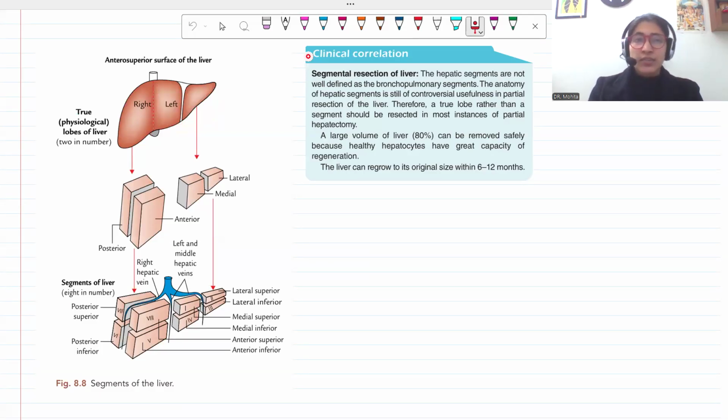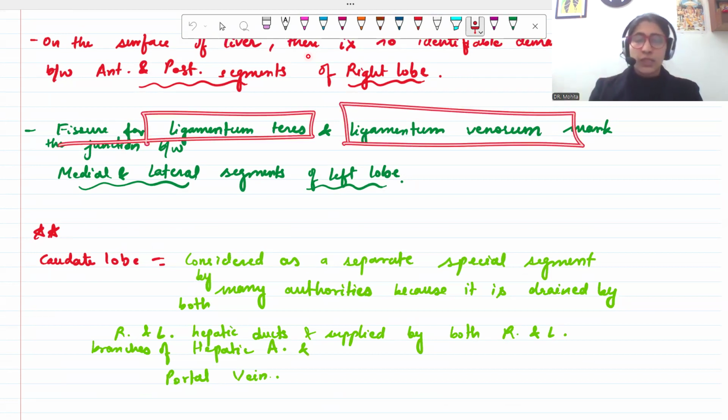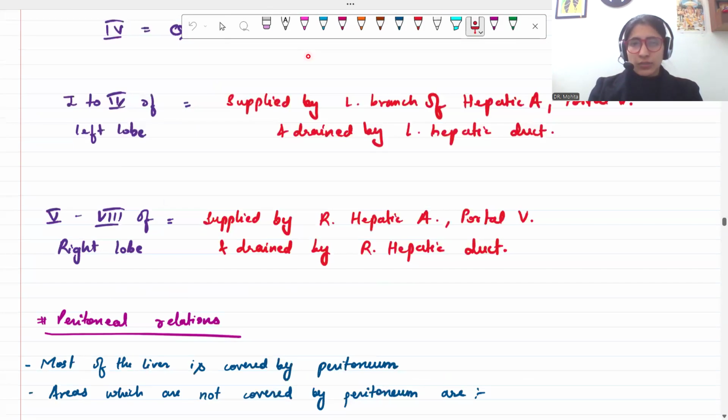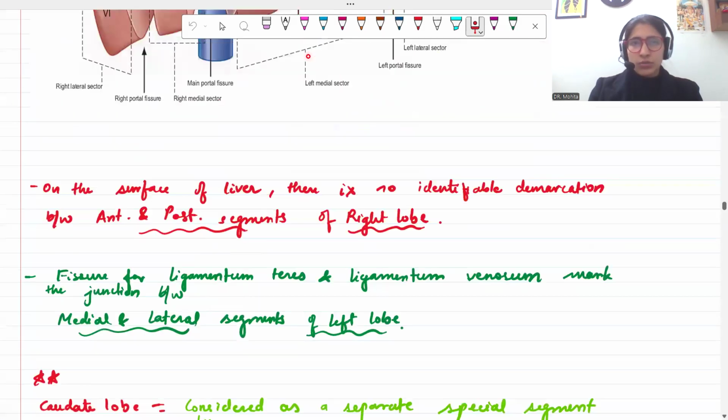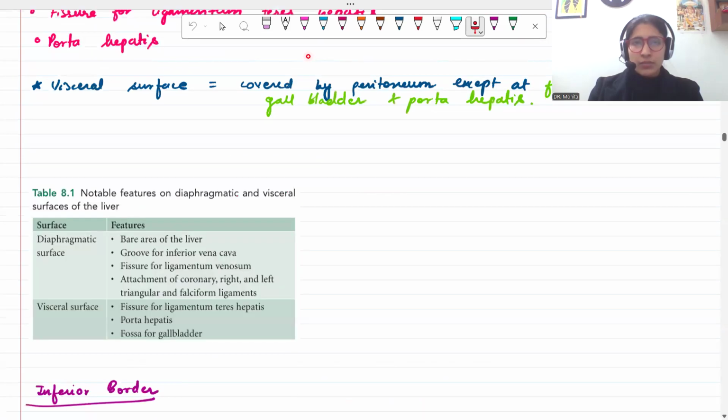इसकी demarcation कैसे है? We have the fissure for ligamentum teres and ligamentum venosum on the back side, if you remember. On the posterior surface and inferior surface, we have fissure for ligamentum venosum, fissure for ligamentum teres. So that is the demarcation. I'll show you. डायग्राम देखते हैं, देख लेना चाहिए.